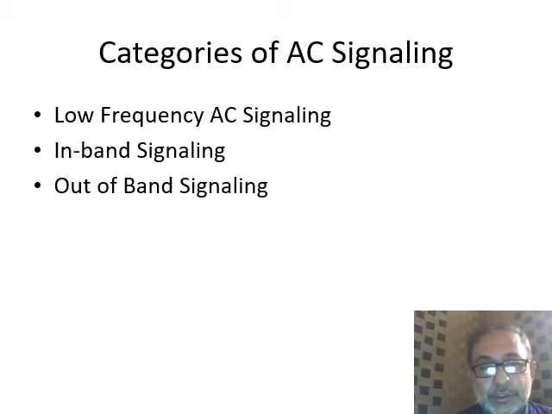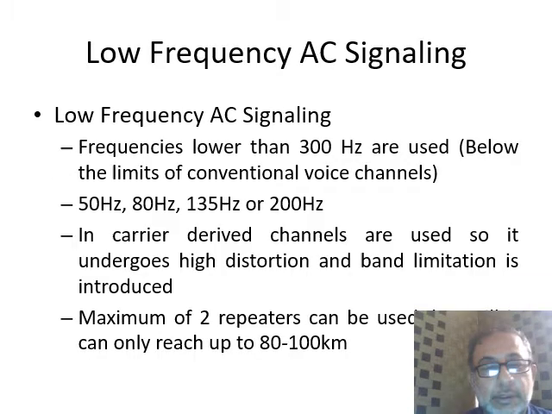Let's see what the frequencies were. Low frequency AC signaling was used with frequencies below 300 Hz. For example, 50 Hz, 80 Hz, 135 or 200 Hz. But the problem was that we could at the maximum reach 80 to 100 kilometers, which means that these signals could be sent 80 to at the maximum 100 kilometers by employing two repeaters at the most.